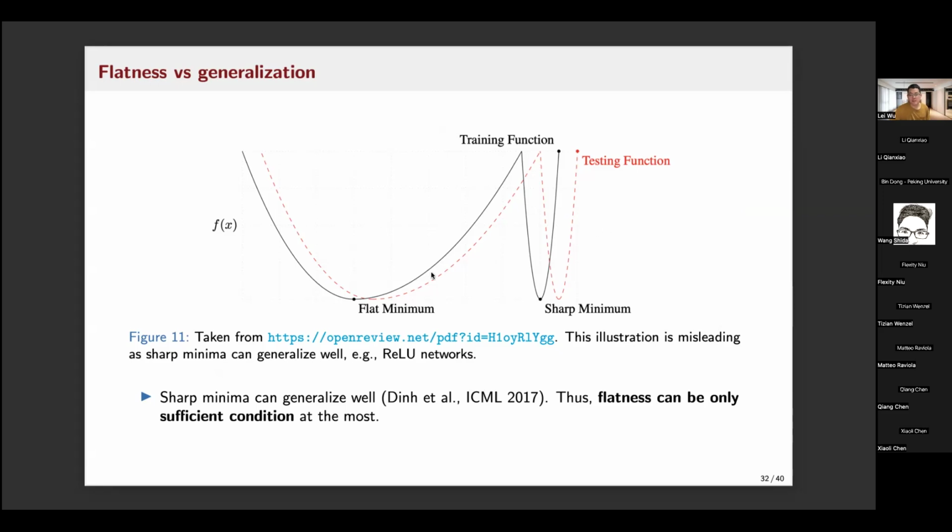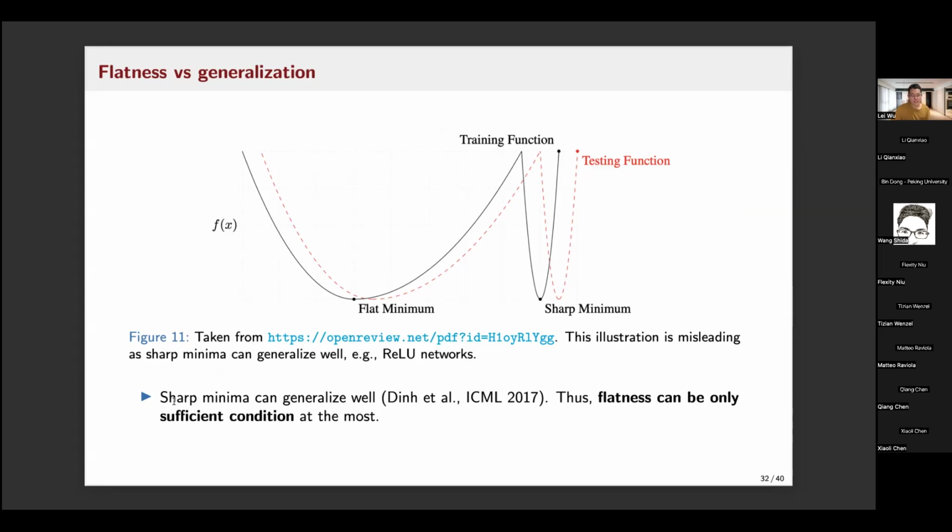So this fact tells us that the illustration is misleading. The reason is that our model lives in high dimension. The deviation between the training and testing landscape can happen in very different directions. This is very different from these figures, because they are moving in the same direction, in the same dimension. If the deviation happens in high dimension, you can easily construct situations where sharp minima also generalize well.